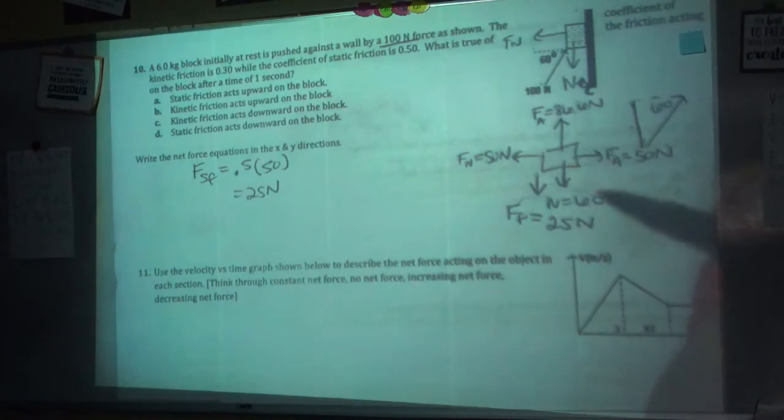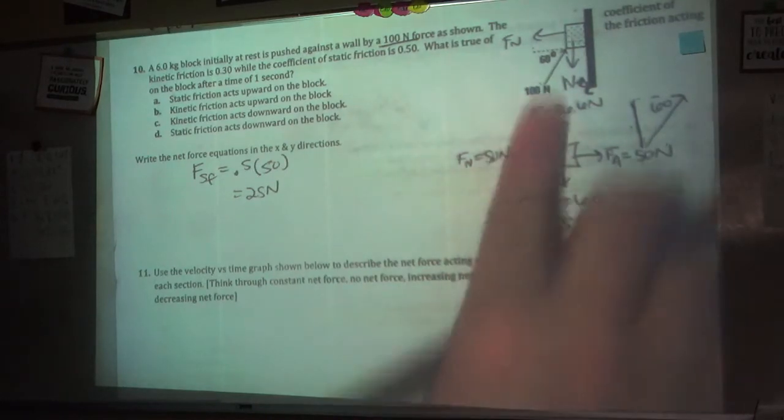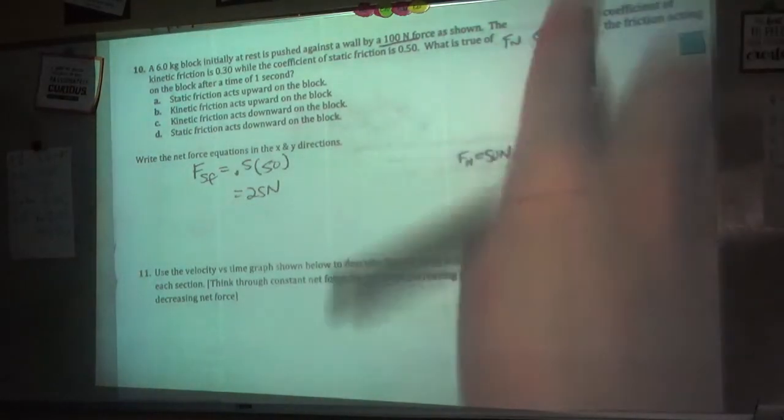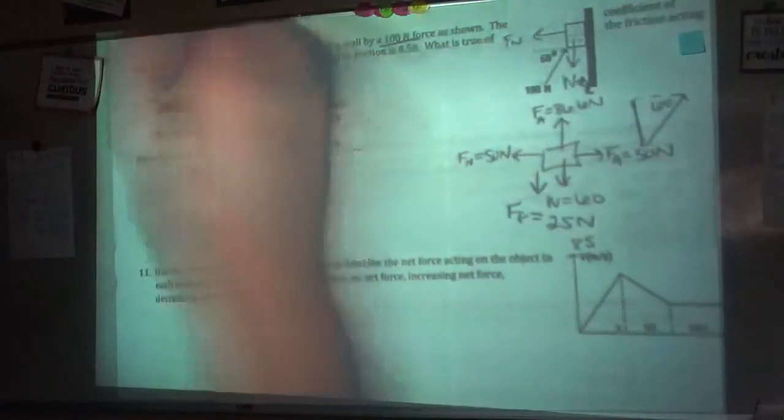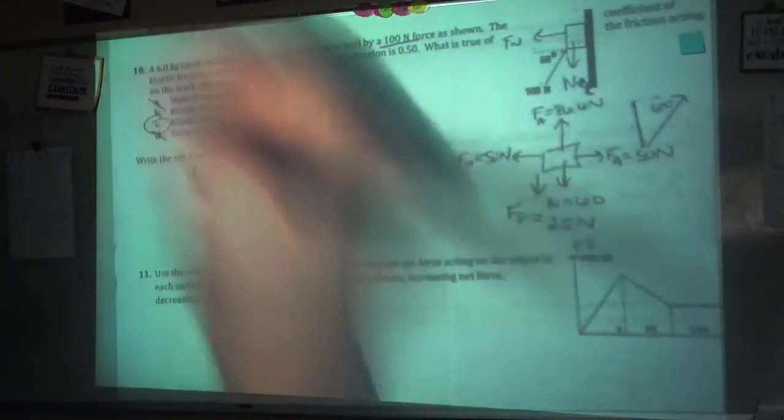If you add this together, 60 plus 25 gives me 85 newtons, which is just under the applied force. Just less than the applied force. So if my applied force is a little bit greater than the force of friction, then it's going to start moving up, which means kinetic. And if it's moving up, then the kinetic friction would act downwards. So it would be opposite to that.